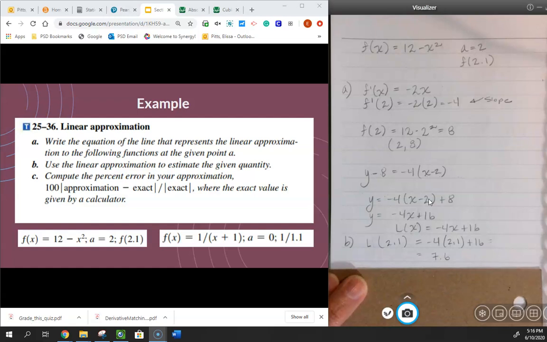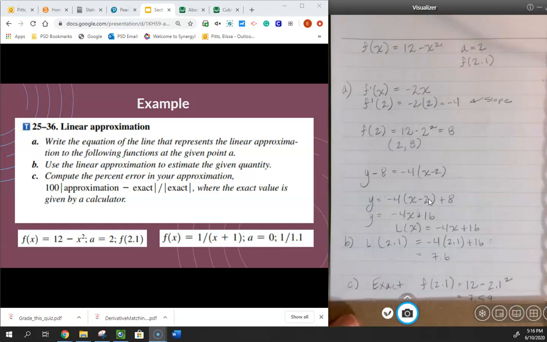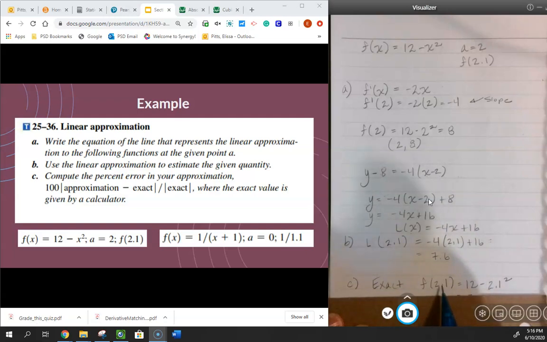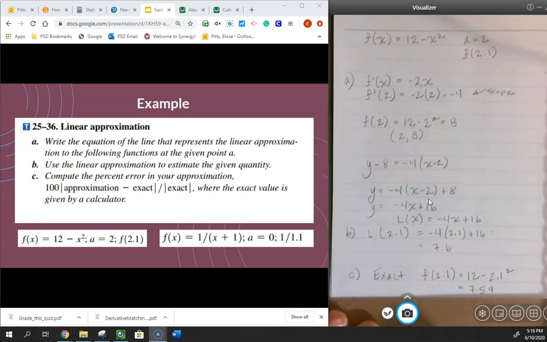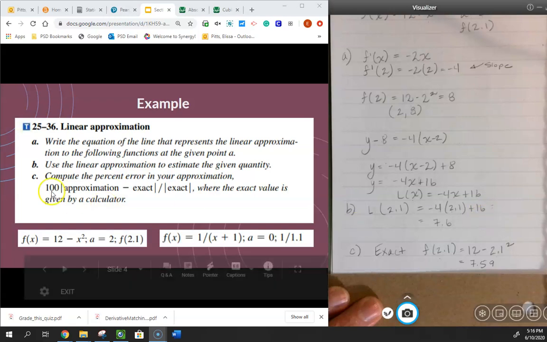If it has a bunch of decimal places, it's an approximation still, but we can still calculate the percent error to some degree. So the exact, we would say f of 2.1. So if we want to know the exact, we take 2.1 and put it into the original function. So 12 minus 2.1 squared is equal to 7.59. So the linear approximation gave 7.6. The exact is 7.59.